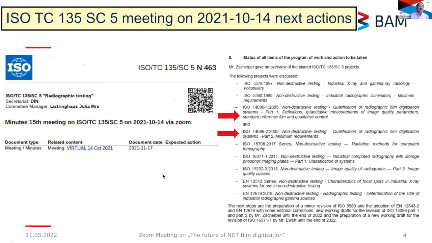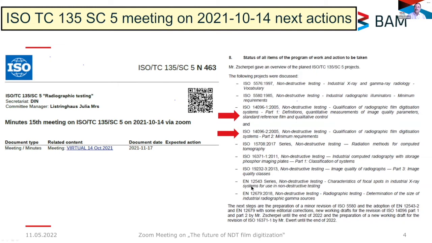And the procedure is, of course, that you have at least once a year an ISO meeting in the working group. And the last ISO meeting in my subcommission 5 was in October last year, on the 14th. Here is just an excerpt of the items from the minutes. And you see we have a series of standards which have to be upgraded. Here in red I marked the decision that we will also upgrade now, after 20 years, the film digitization standards 14096 in two parts.